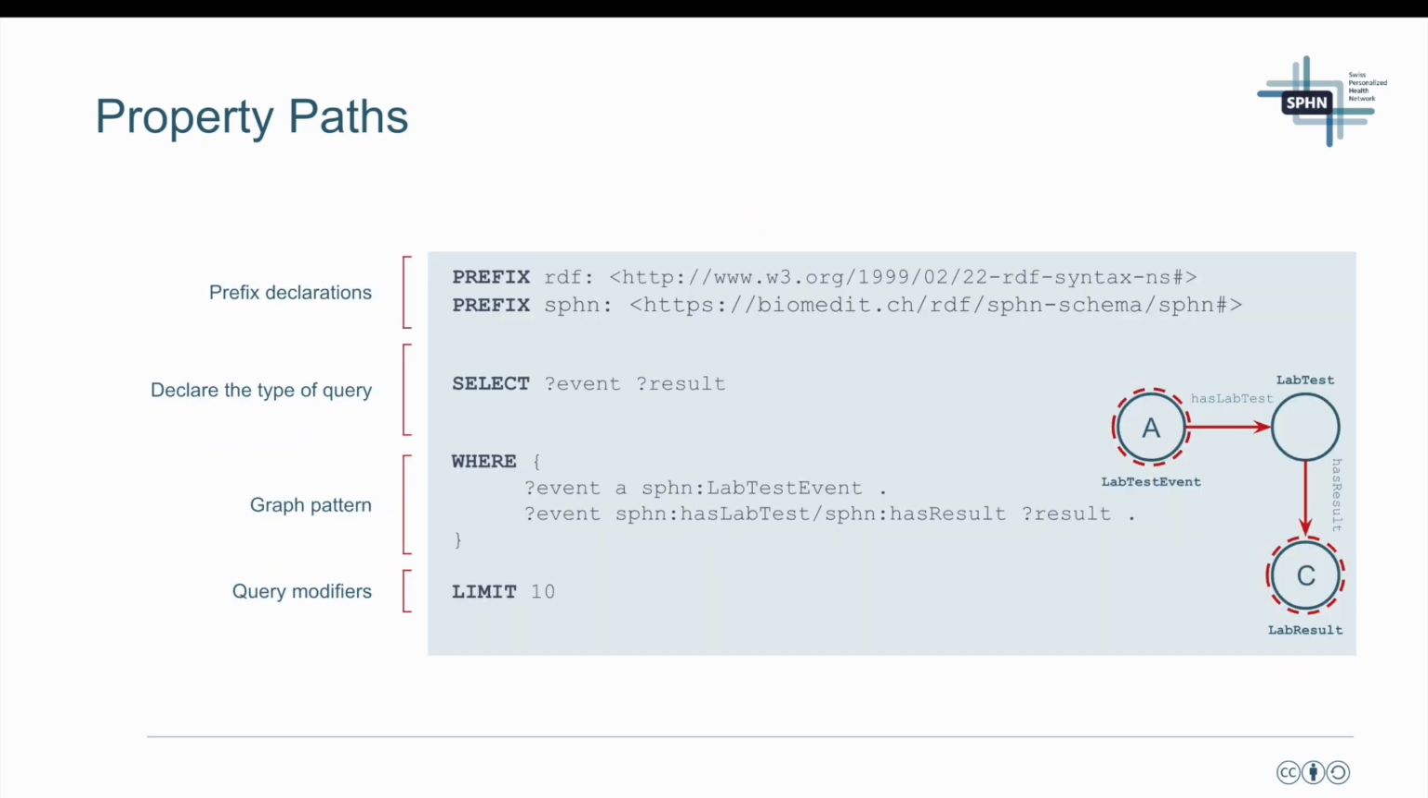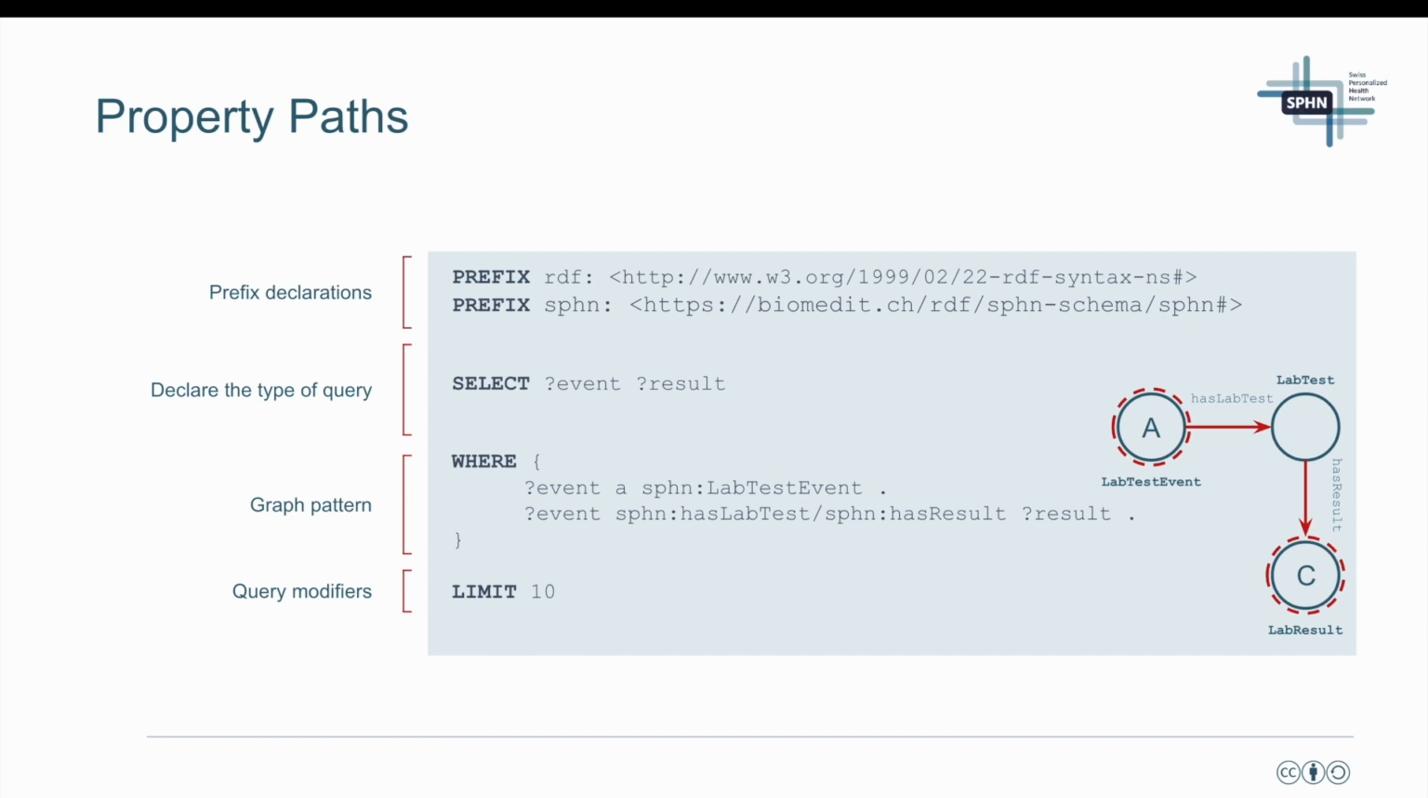Here's a more contextual example. Let's assume we have a lab test event node, which links to a lab test node. And then finally, we have a lab result node. And the property that links the lab test event to the lab test is has lab test, and the property that links lab test to lab result is has result. And if we want to go from lab test event to lab result, then you would use a property path where you would express the properties in sequence.